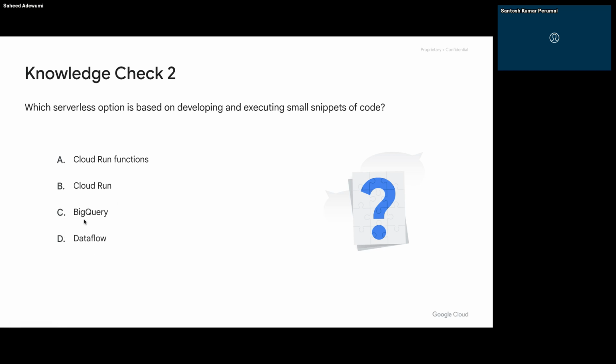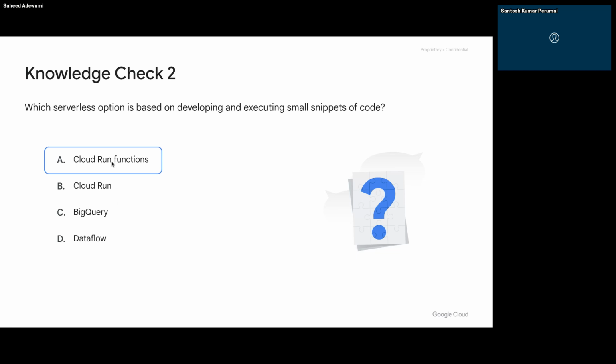C and D is always concerned about data analysis. I mean, Dataflow is for data and BigQuery is for data. So the serverless should be between Cloud Run and Cloud Functions. So for the smallest snippet, I will go for Cloud Functions. So Cloud Run function is the smallest.